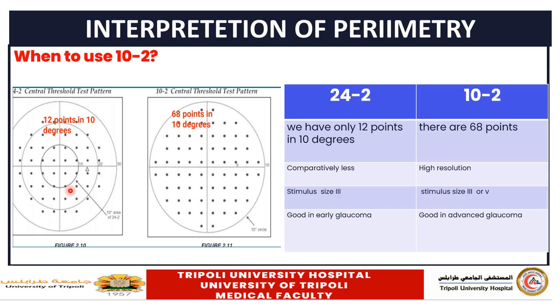The third point is the stimulus size. Usually we use in both the stimulus size number 3, Goldmann size 3. However, in 10-2, we can use a stimulus size of size 5, which is bigger, especially in advanced glaucoma. However, commonly we use stimulus size number 3. So 10-2 is high resolution, gives you a high zoom-in of the macula, and has more resolution than the 24-2.